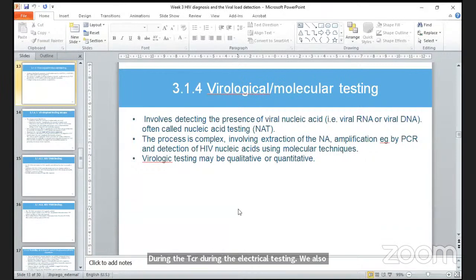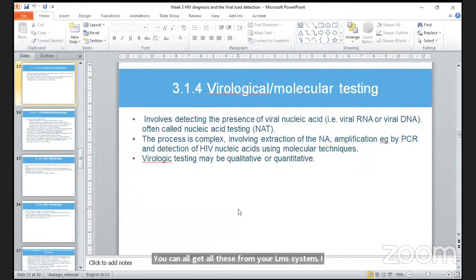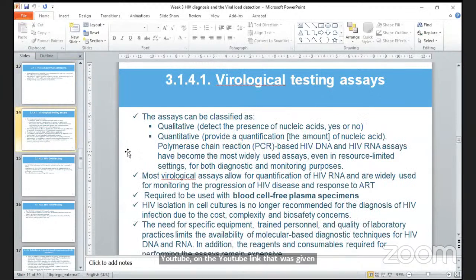You can get all these from your LMS system. I suppose you are able to access the reading material from there, and those who are not able to attend the class can check on the YouTube link that was given. Then something still on the tests: it's important to understand the type of specimen. We said we need the blood cell free plasma, the serum, or in some cases whole venous blood or capillary blood.